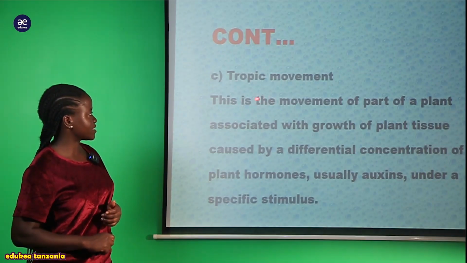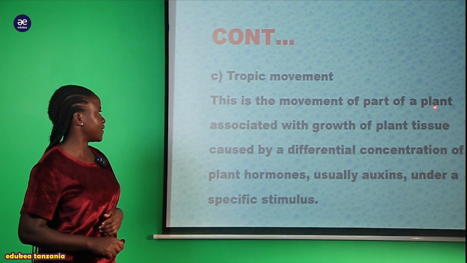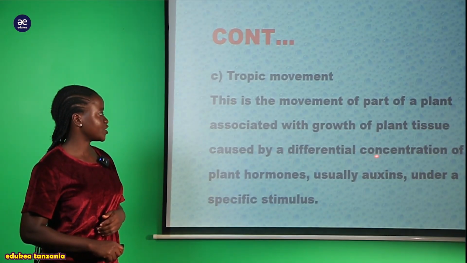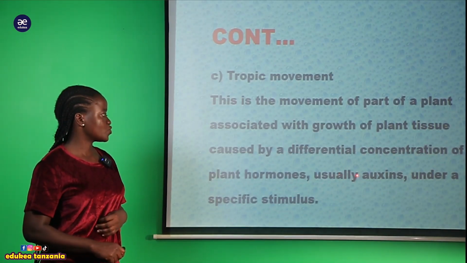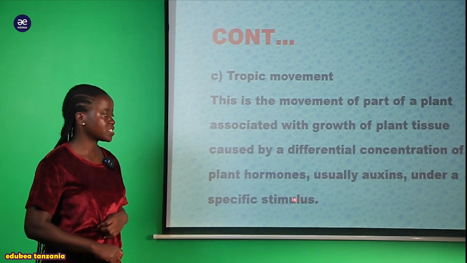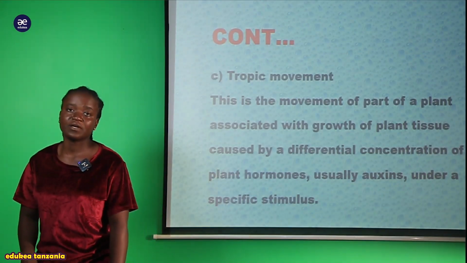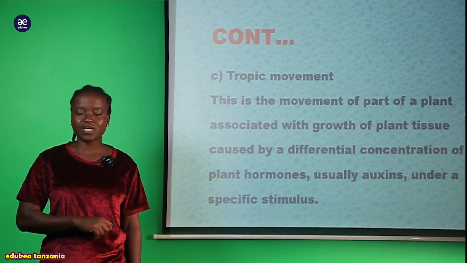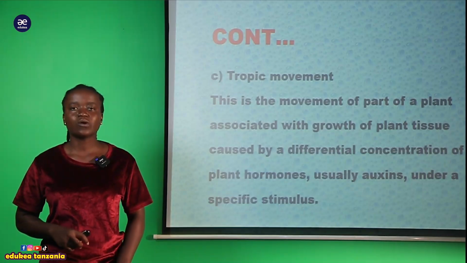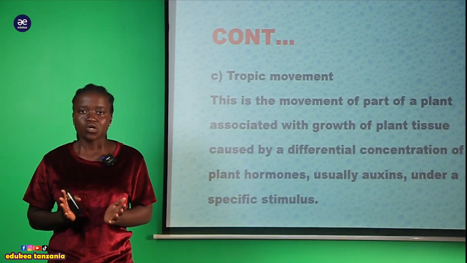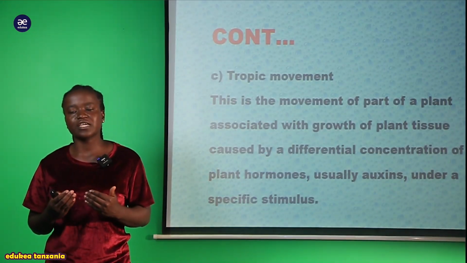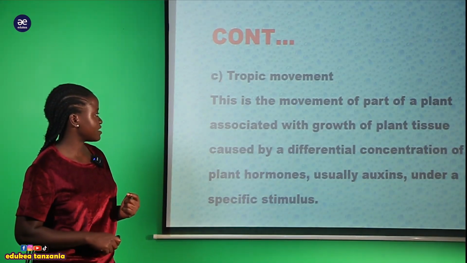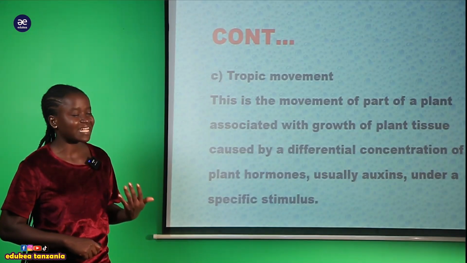So tropic movement is the movement of a part of a plant associated with the growth of plant tissue, caused by a differential concentration of a plant hormone, usually auxin, under a specific stimulus. So this type of movement exhibited by a plant is associated with the growth rate. Hii inahusika na mambo ya ukuaji. So the tendency of growth can affect the movement of a plant. Here we have seen that it is caused by differential concentration of the plant hormone.